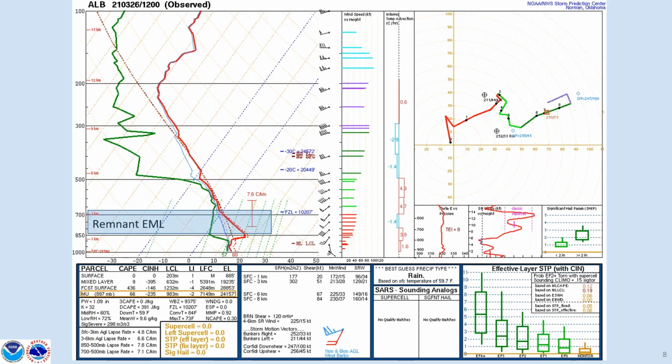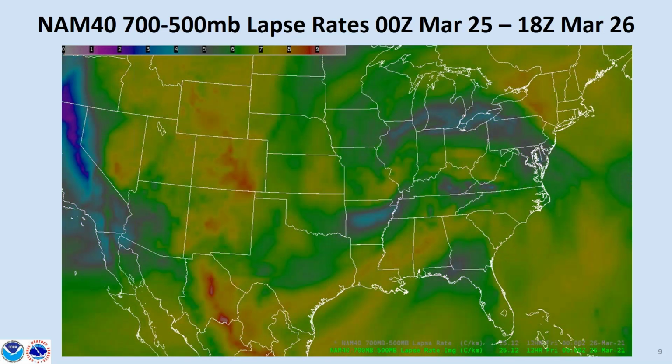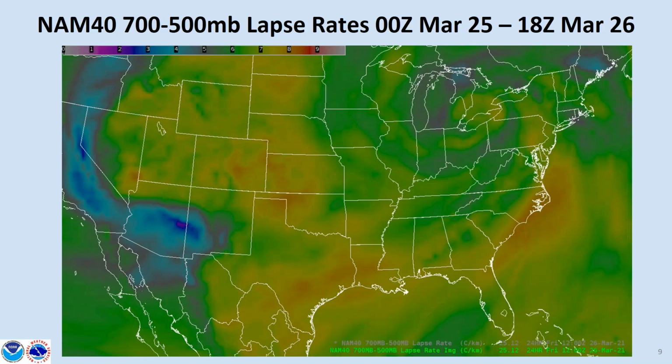That really wouldn't have been present otherwise if we had more average lapse rates. So the elevated mixed layer definitely played a role in how robust the convection was able to get that afternoon. This is just a quick look at the NAM 700 to 500 millibar lapse rates.